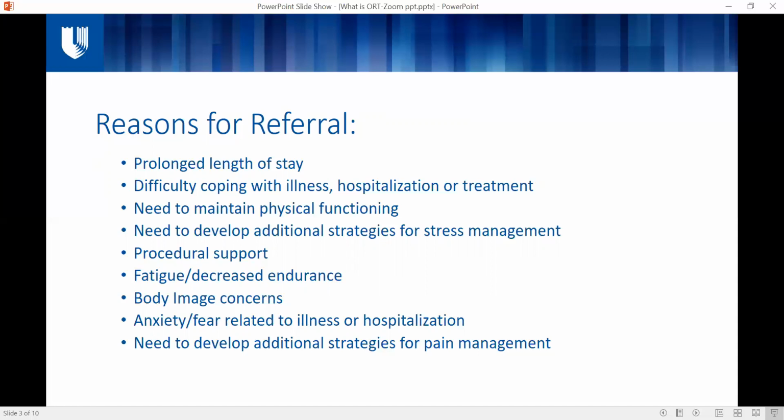Maybe have support with body image concerns, improving self-esteem and self-image. Learn new ways to cope with anxiety or fear related to the illness or hospitalization, as well as a need to develop additional strategies for pain management. So a lot of these are reasons why patients will get referred to recreation therapy services.